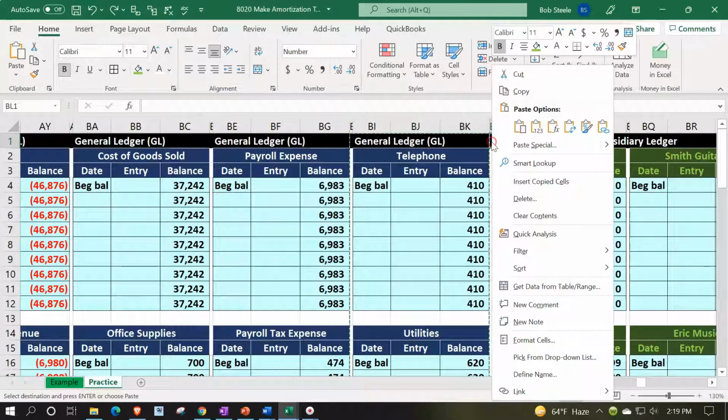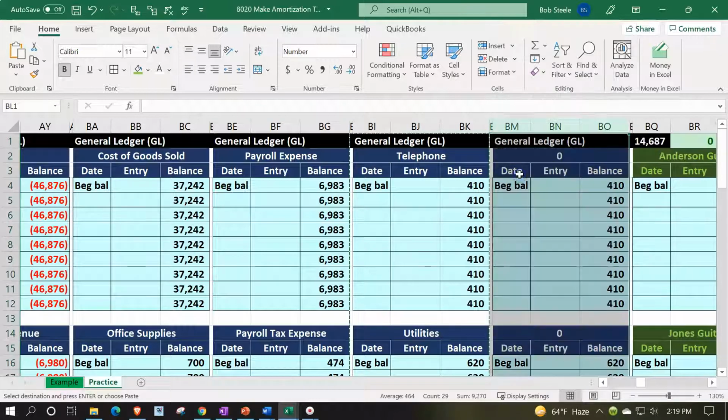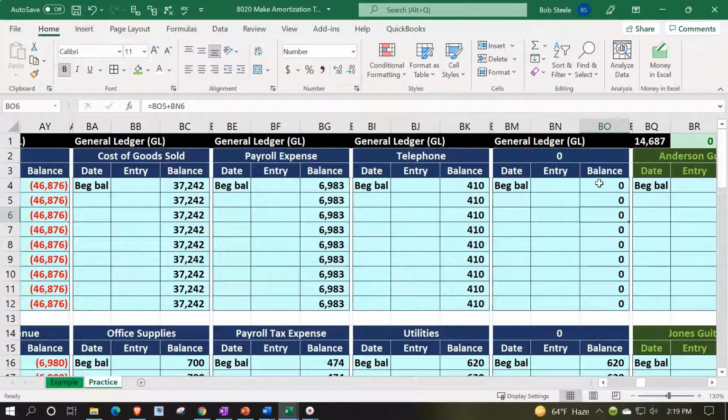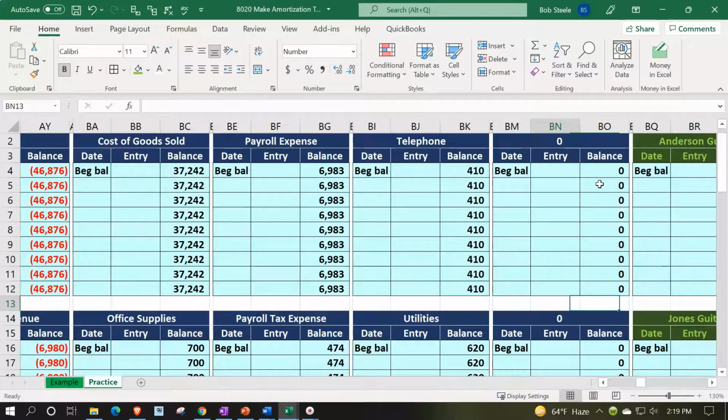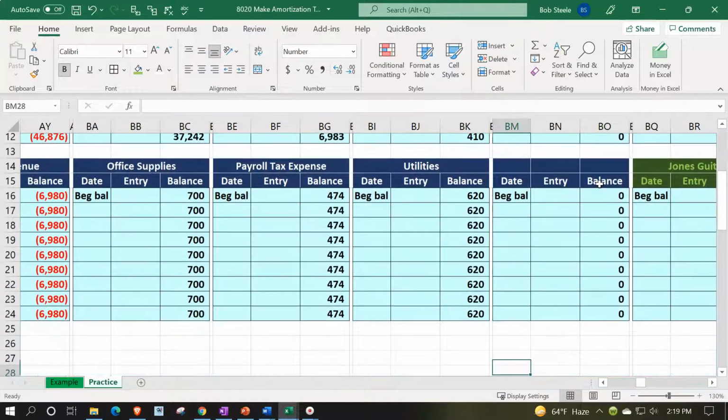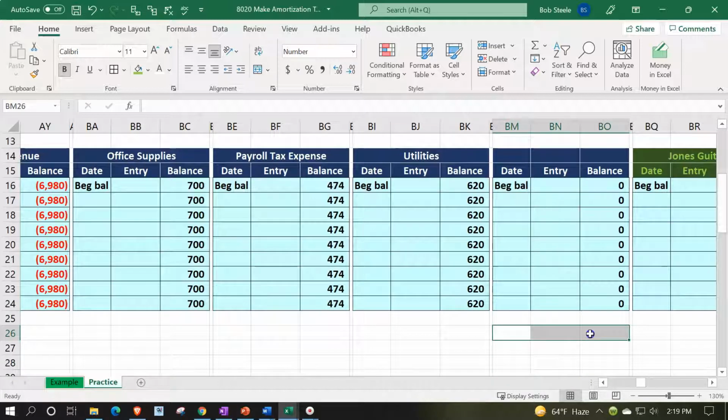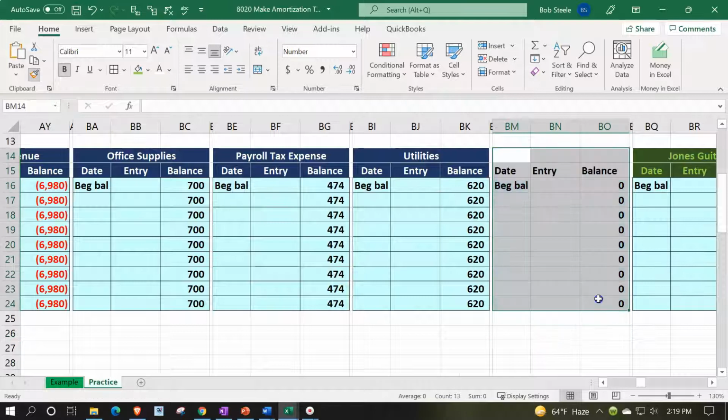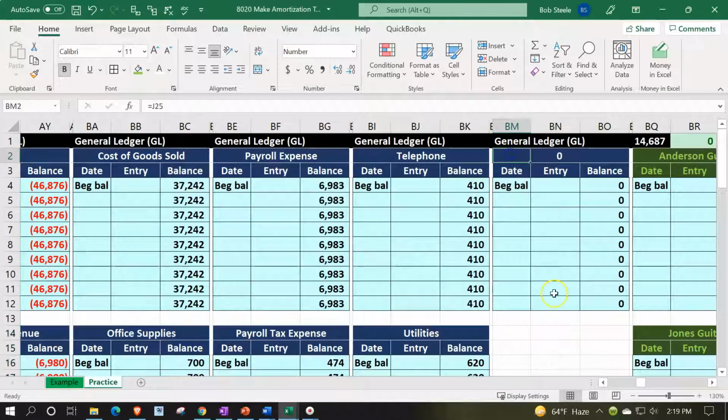and I'm going to insert those cells, insert the copied cells, and we'll remove the beginning balances. And the second one, I'll just keep that one there. I won't delete it. Yeah, let's delete it. We'll delete that one. I don't need that one. We'll paintbrush that one and just remove it. That's not what we need. And this one will be our interest one.